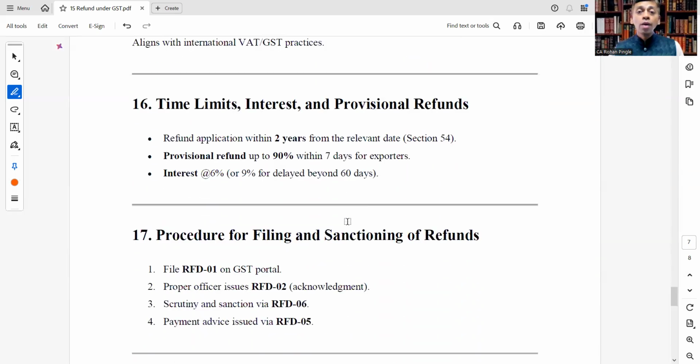Next. Now we are moving to time limits, interest, and provisional refunds. Refund application within 2 years from the relevant date. You need to file your application for refund within 2 years from the relevant date, under section 54. Provisional refund up to 90% within 7 days for exporters. Interest at the rate of 6% or 9% for delay beyond 60 days. Okay, we can get interest at the rate of 6%.